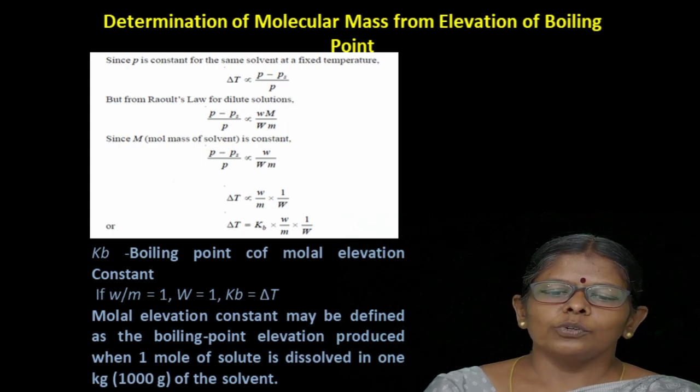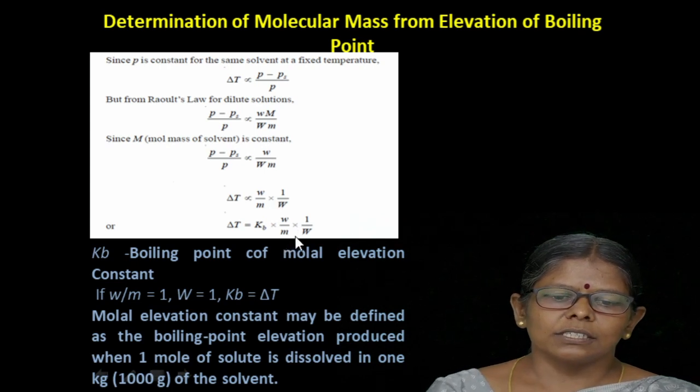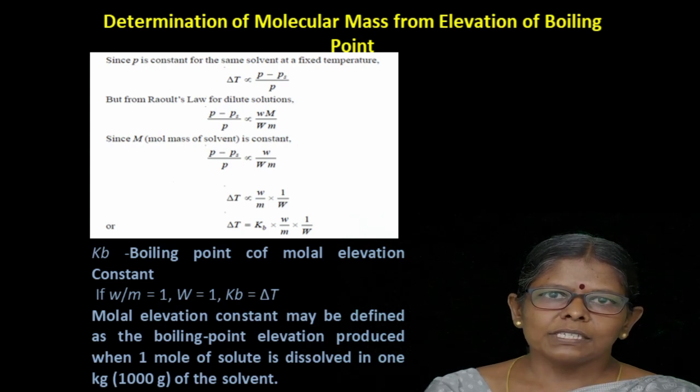Therefore, in order to remove the proportionality constant, we multiply it with the term ebullioscopic constant. It is otherwise called the boiling point elevation constant, or ebullioscopic constant, or molal elevation of boiling point constant, as ebullium means the increase in the temperature, or the boiling point elevation.